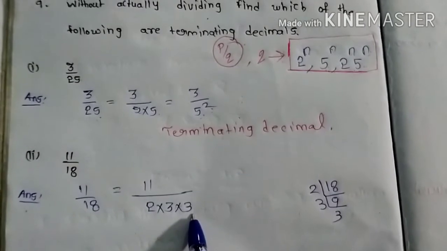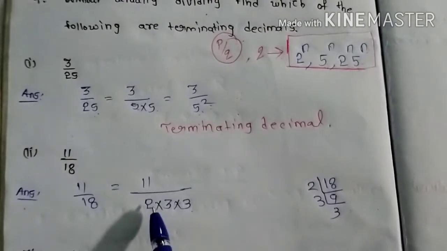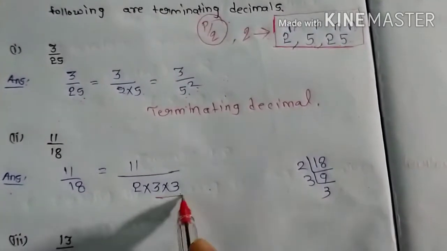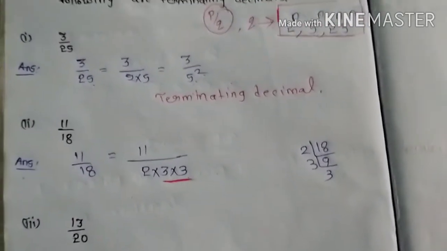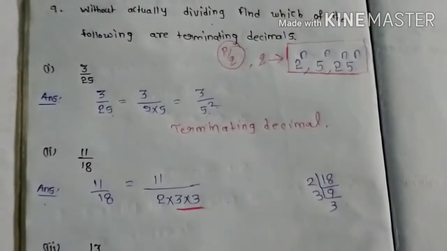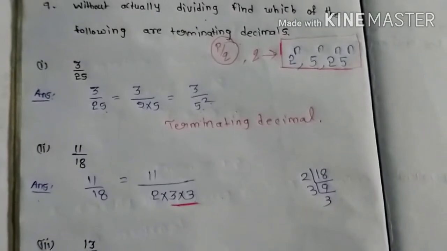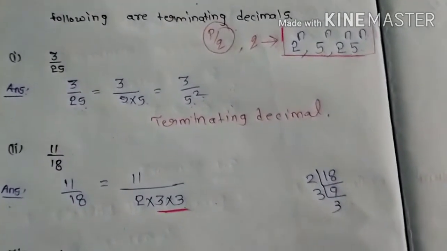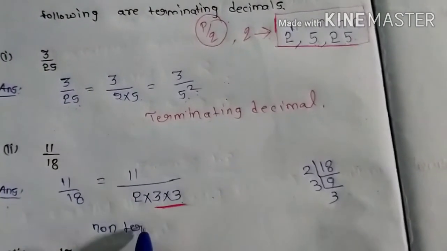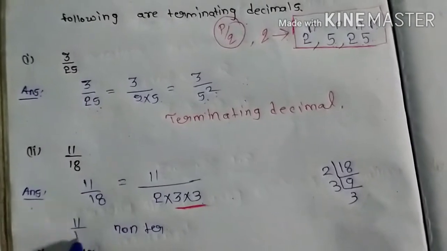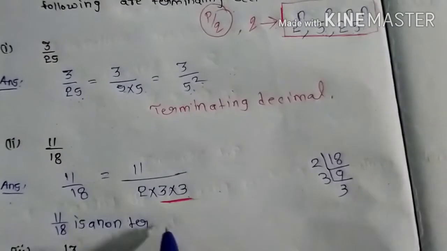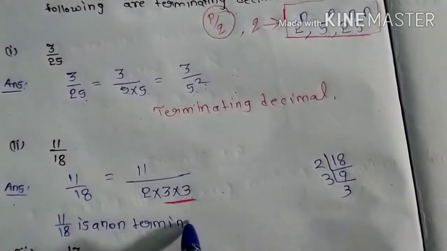We know that the denominator should be in the form of 2 powers or 5 powers. But you can see here we are getting 3 powers also. So can you say this is a terminating decimal? It's not possible. Why? Because the denominator has 3 powers also. So you can mention here that 11 by 18 is a non-terminating decimal.